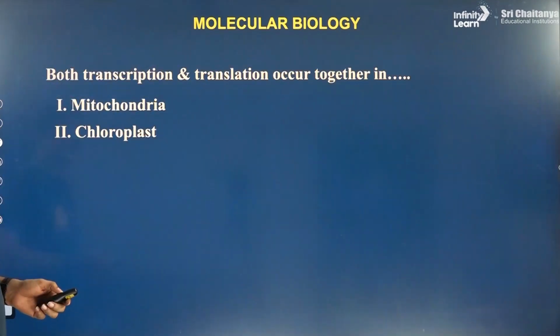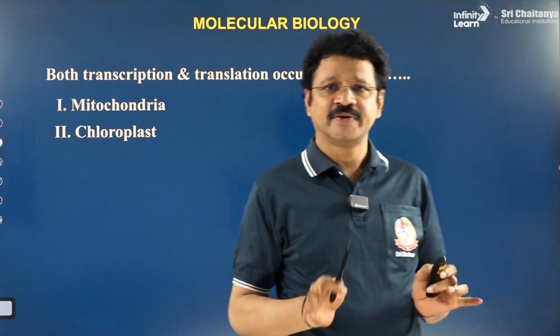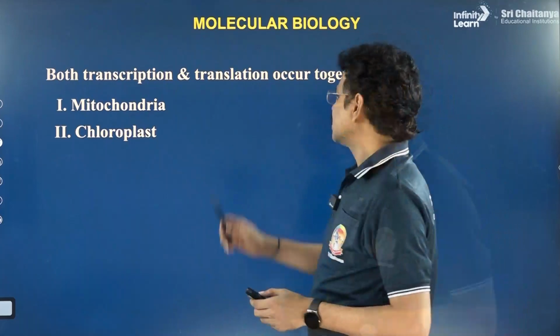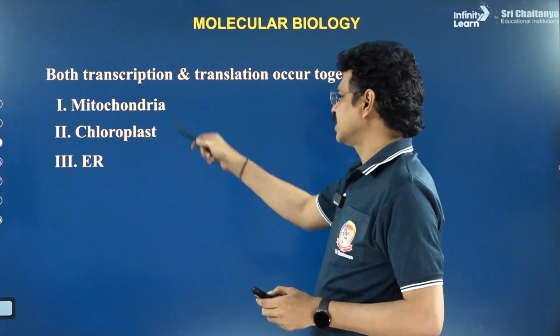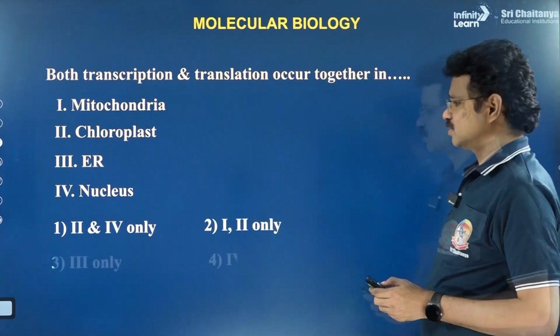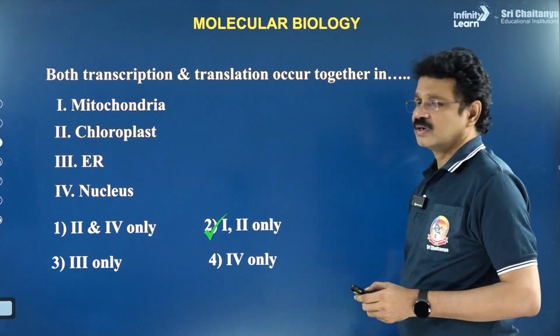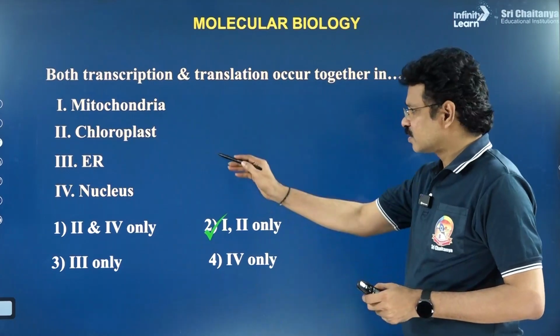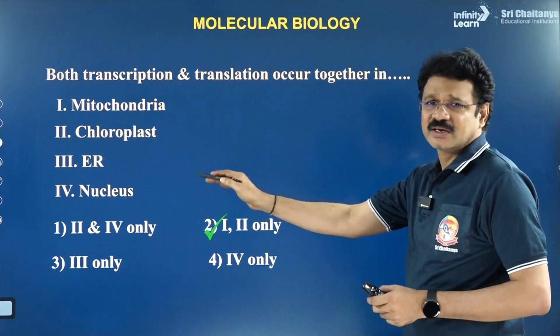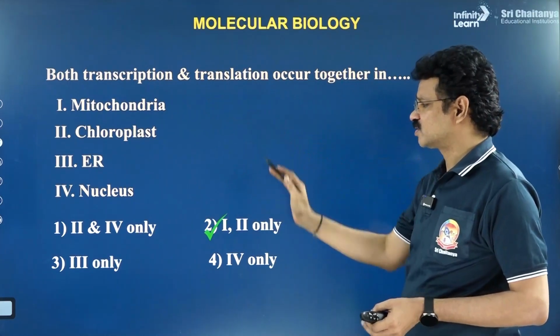Transcription and translation occur at different places and different timings in eukaryotes, whereas in prokaryotes and cell organelles like mitochondria and chloroplast, both occur together. Then what is the right answer for this question? 1 and 2 correct: mitochondria, chloroplast. Even if a prokaryotic cell like a bacterial cell or mycoplasma is given, that is also an answer along with mitochondria and chloroplast for this question.